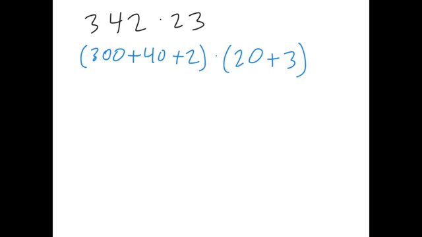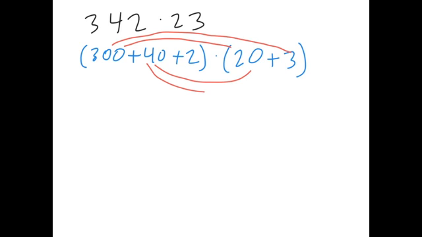And there's a few different ways to look at how to do this. First, we'll do it a little bit more algebraically. To look at it this way, you want to multiply everything on one side by everything on the other side. So 300 will be multiplied by 20 and by 3. 40 will be multiplied by 20 and by 3. And 2 will be multiplied by 20 and by 3. So let's do each of these.